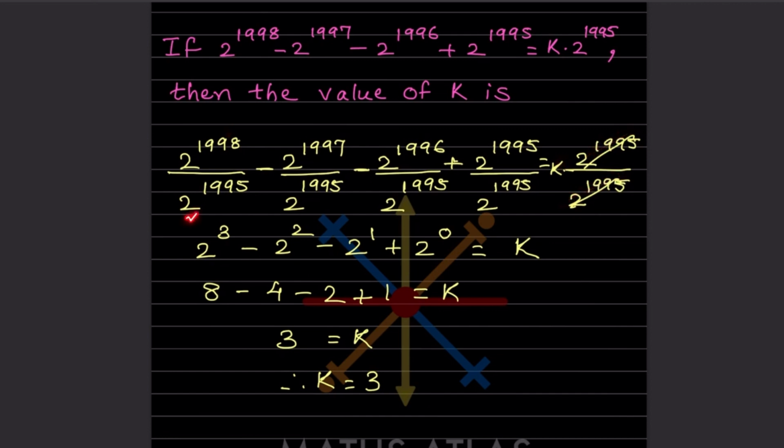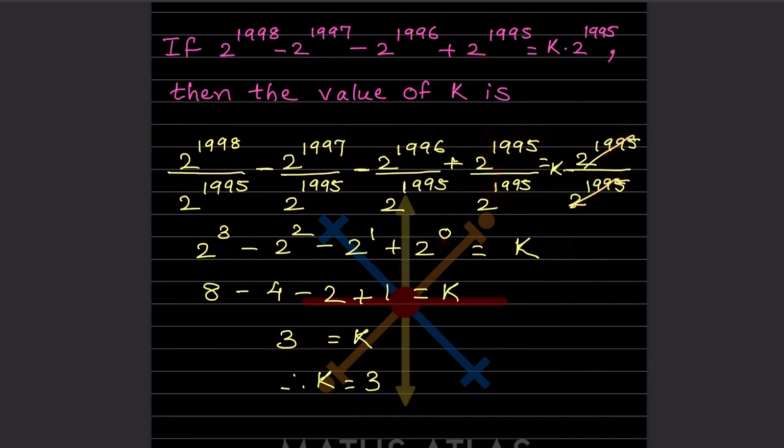Now what we can see, the base is the same. So 1998 minus 1995, because we had a formula a raised to m divided by a raised to n is a raised to m minus n. So this is going to get subtracted. It will be 1998 minus 1995, that will be 2 raised to 3. Again here 1997, 97 minus 95, that will be 2 raised to 2. 96 minus 95, that will be 2 raised to 1. And 95 minus 95 is going to be 2 raised to 0. This and this get cut, that will be k.